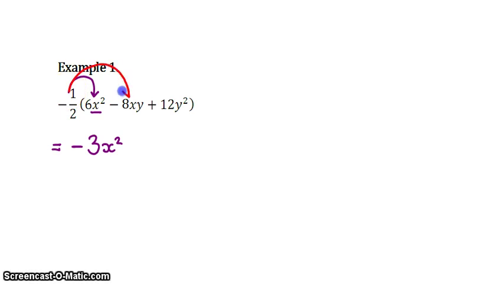Right, then I distribute to my second term, signs. Negative times negative, positive. 1/2 times 8, 4, letters xy. And lastly, -1/2 times positive 12y squared, signs, negative times positive, negative. 1/2 times 12 is 6, and I have a y squared.